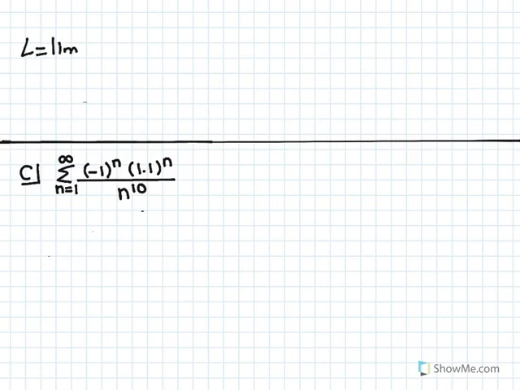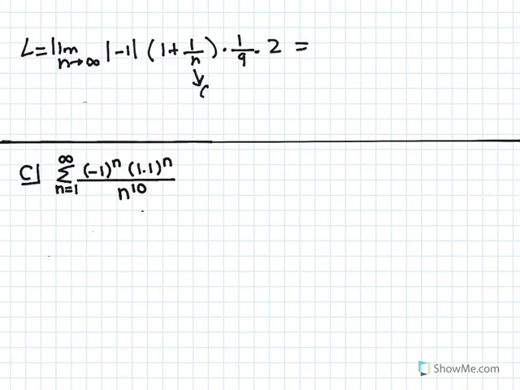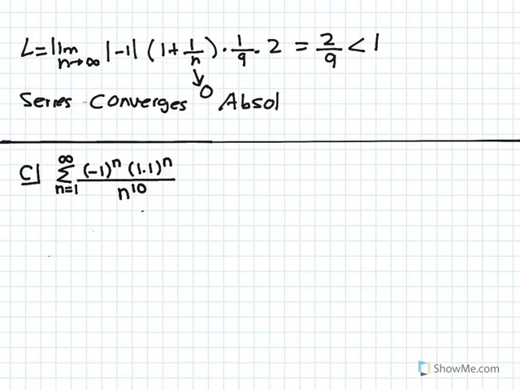L is equal to the limit as n approaches infinity of the absolute value of negative 1 times 1 plus 1 over n times 1 over 9 times 2, which is equal to, well, 1 over n, this ratio approaches 0 as n approaches infinity, so the result is 2 over 9, which is less than 1. That means the series converges absolutely by the ratio test.